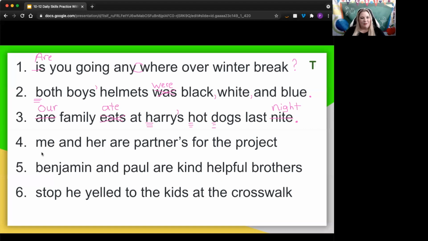All right, number 4, me and her are partners for the project. Instead of me and her, we could just say we are partners for the project. Or we could say she and I. So we'll get rid of this. We'll do she and I. For partners, we're going to get rid of the apostrophe and just make it plural by adding an S, partners for the project, period at the end.